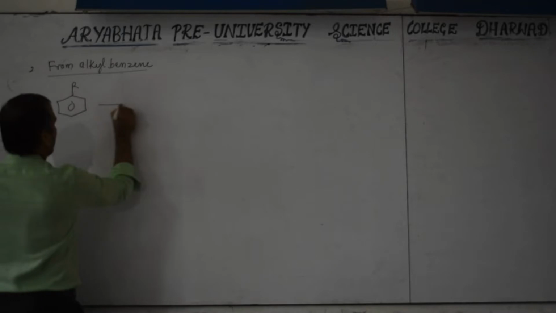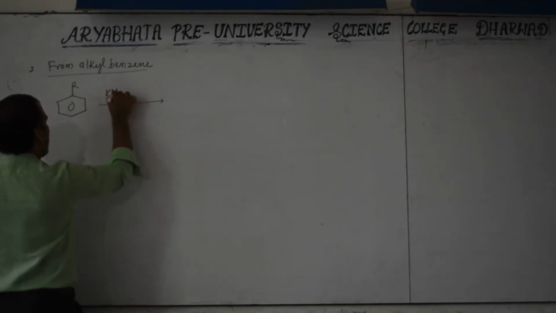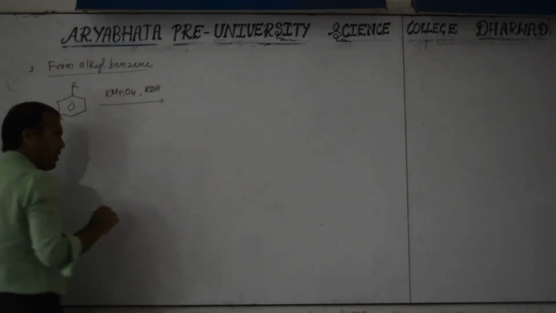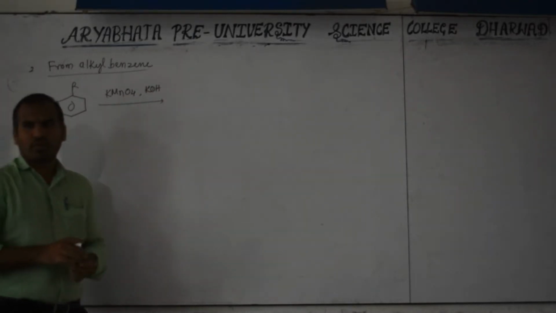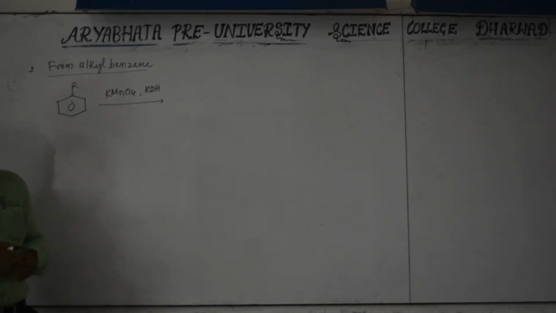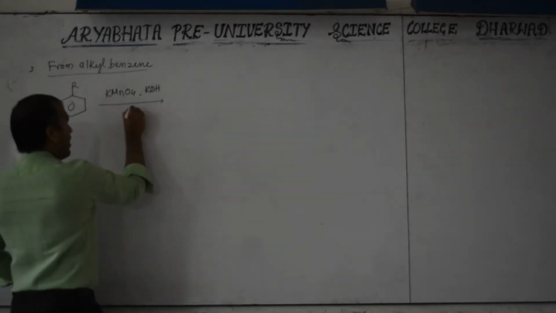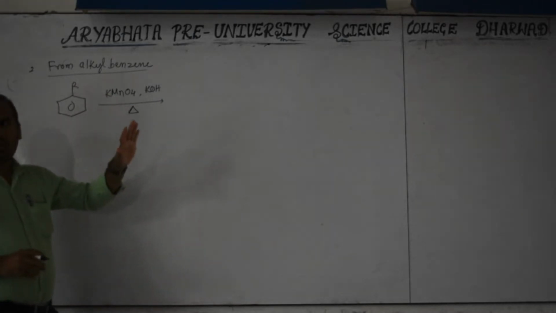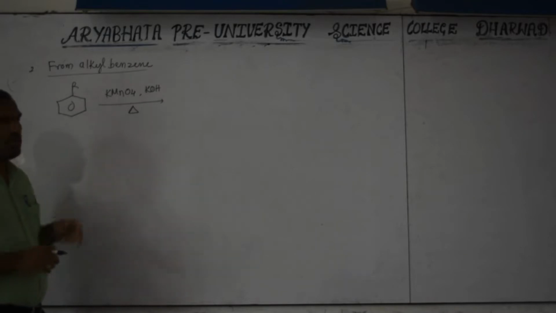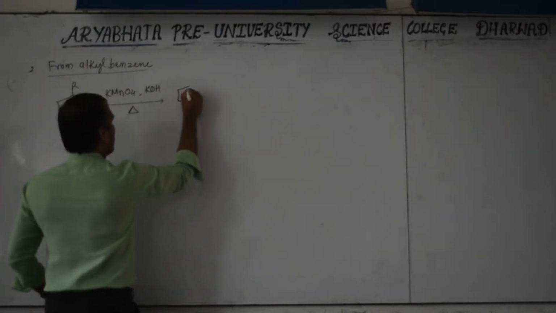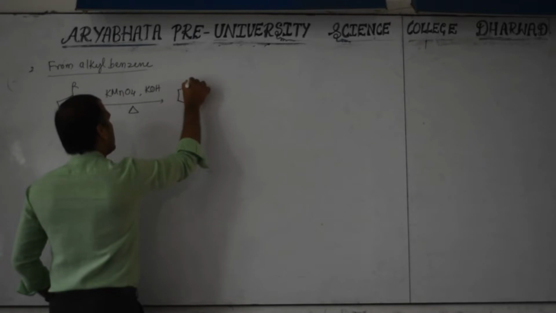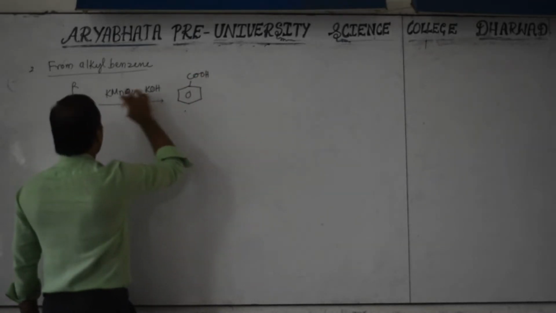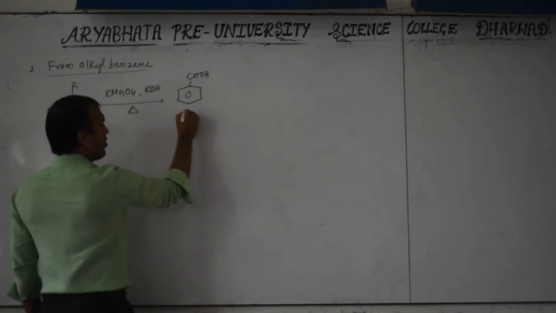When it is treated with KMnO4 in basic, acidic or neutral medium, any medium you can use because KMnO4 is a good oxidizing agent, and heat. This is drastic condition. At normal condition, this will not undergo oxidation. Therefore, on oxidation, we will get COOH, benzoic acid. Whatever R group, we convert into benzoic acid.